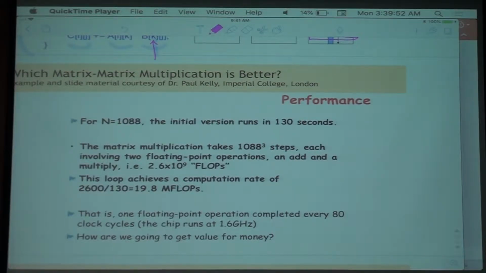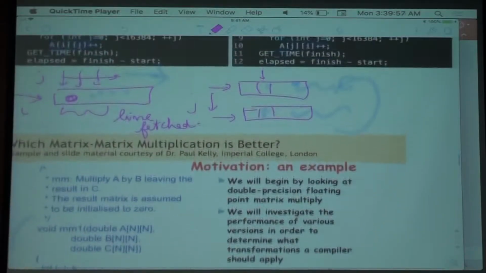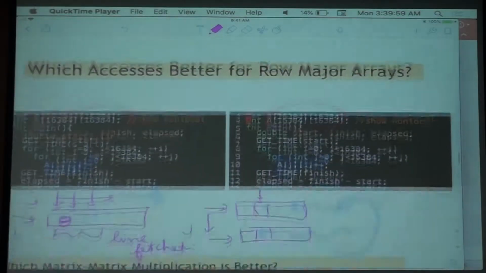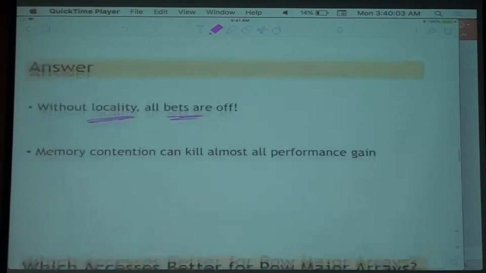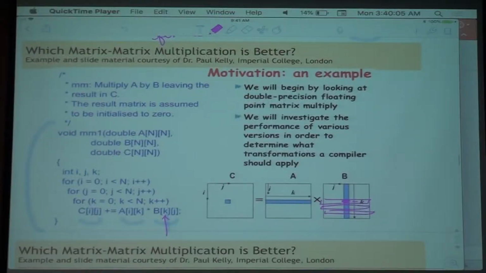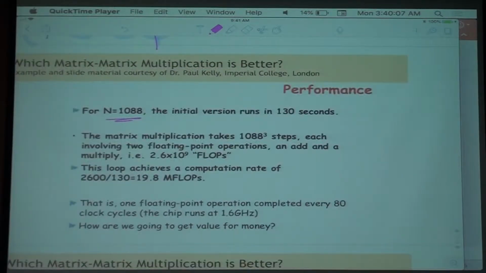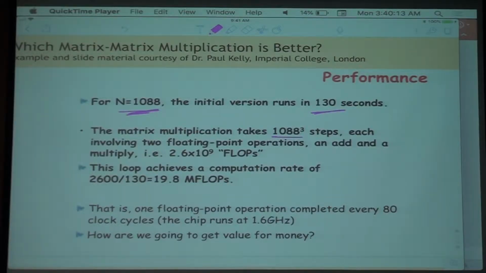So apparently, for n equal to 1020, the initial version ran in 130 seconds for Paul Kelly. It's an O(n cubed) algorithm, so that many steps, that's the work. So now you know what work means. That's the number of computational steps in A IK, B KJ.